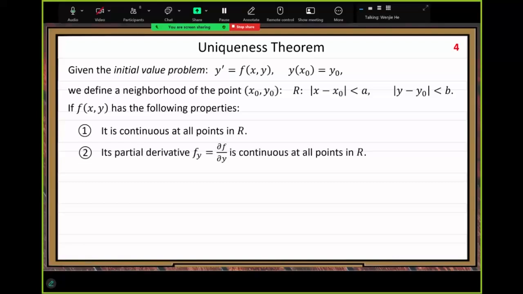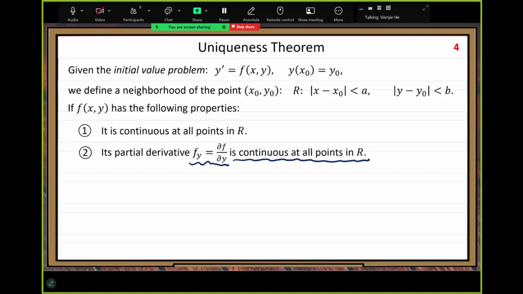For condition 2, we need to look at the partial derivative of the f function, partial f over partial y. And we require that its partial derivative is continuous at all points in R. That's a new condition, partial f over partial y.